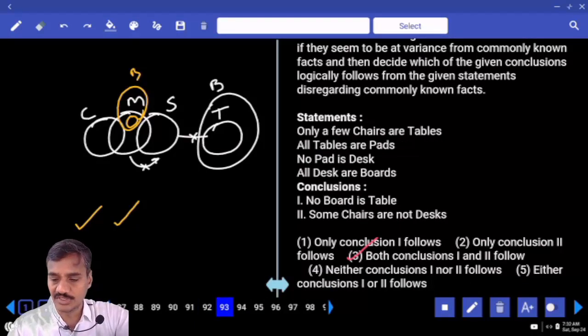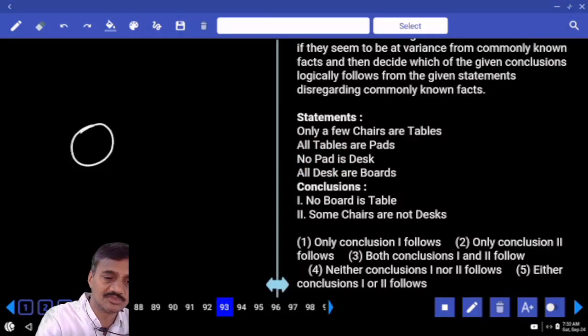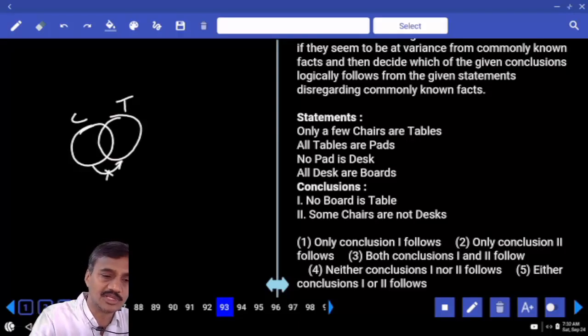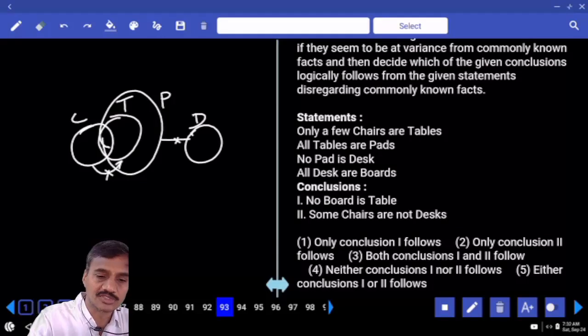And next one, 93. Only a few chairs are tables. Only some of the chairs are tables, but not all. And at the same time, all tables are pad. This entire table is a part of this pad. And no pad is dusk, no intersection between pad and the dusk. And all dusk are board. This entire dusk is a part of this board.